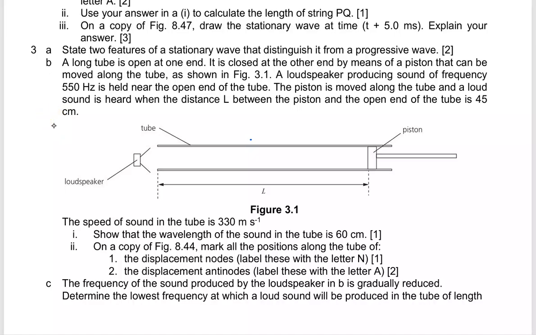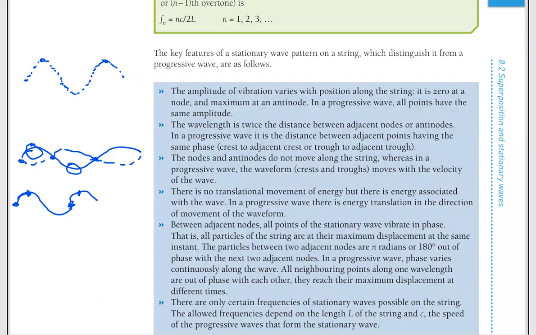State two features of a stationary wave that distinguish it from a progressive wave. Now you can take two points of explanation. The amplitude of vibration in a stationary wave varies from zero amplitude at a node to the maximum amplitude at an antinode. But in a progressive wave, all points have the same amplitude.